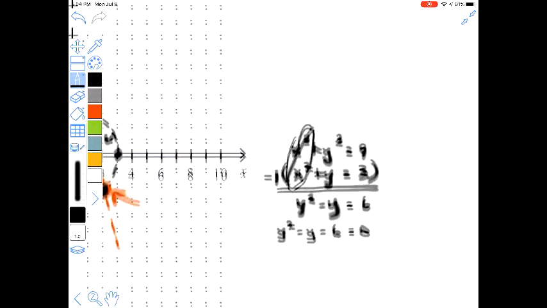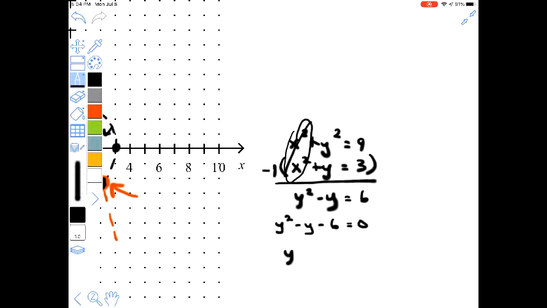Anyway, does this one factor? Yeah. It's 3 and 2. Y minus 3, y plus 2. Then y equals 3, y equals -2. You plug it into the equations. Both equations, yes, that's right. It has to work for both, which means you can plug it into either one.